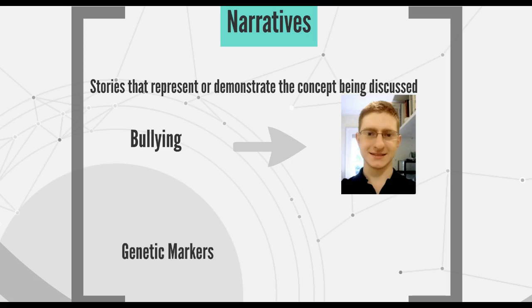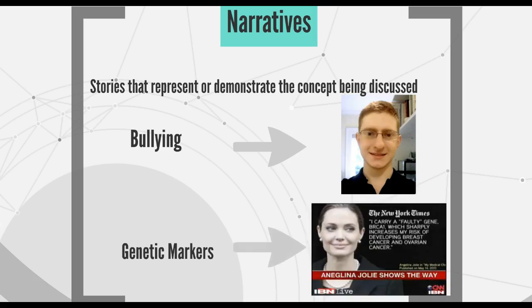Another really good example is genetic markers. This is a topic that for many in the audience you may think, well, this doesn't connect to me, or I don't care about this, or this is maybe too dense or scientific. But if I bring up the narrative of Angelina Jolie, you might be able to better connect.